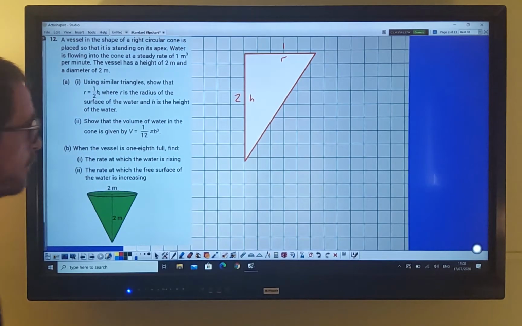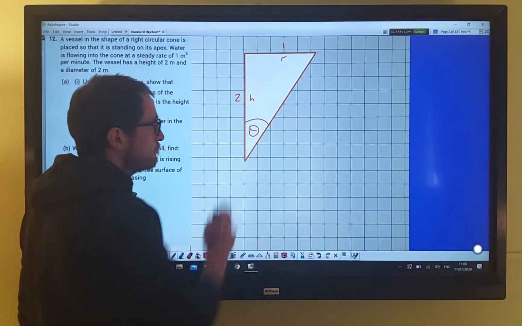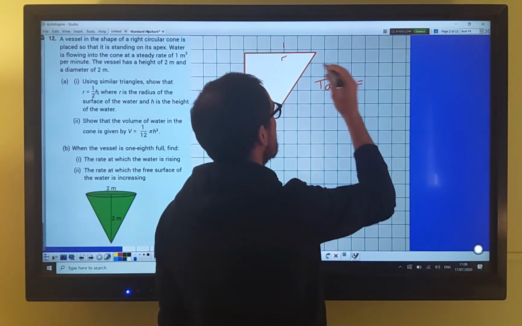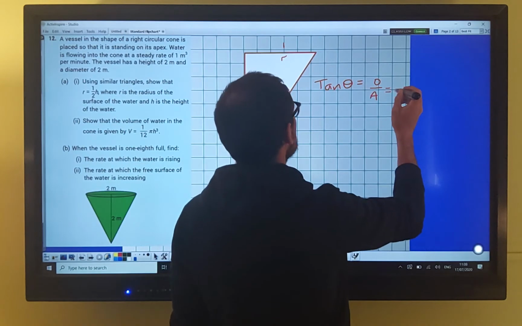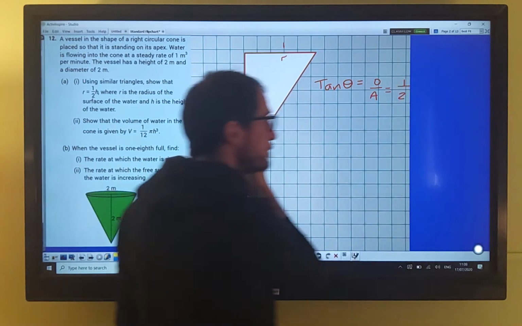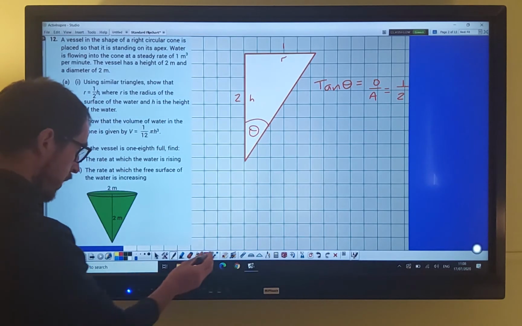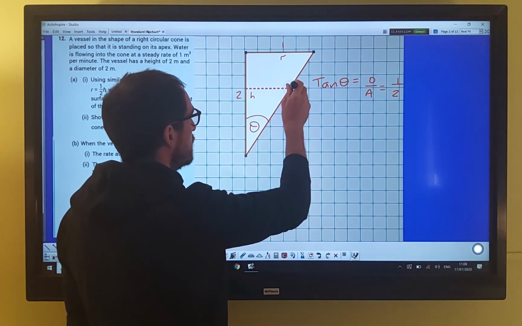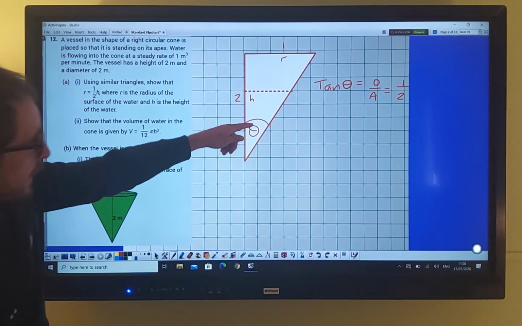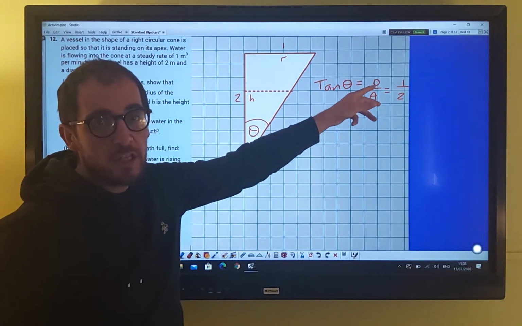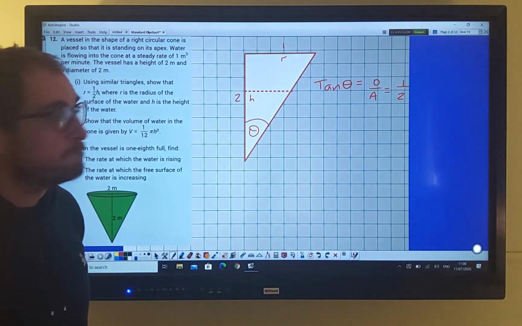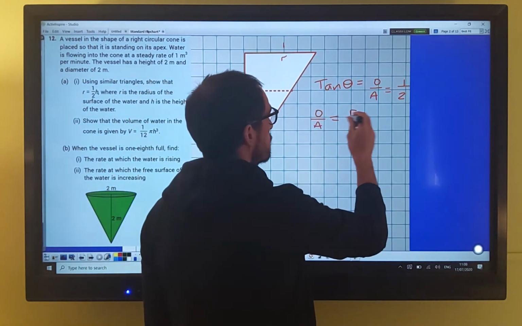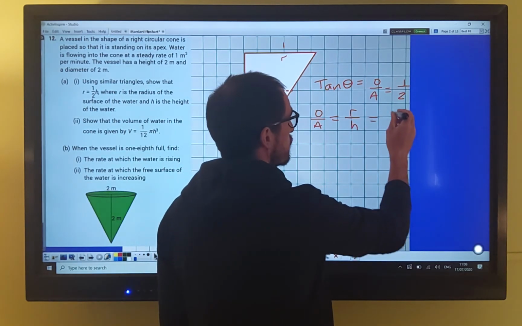Now, what you have to remember is this. If I put an angle in here, I can say that tan theta is equal to opposite over adjacent, which is equal to 1 over 2. Now, if I was to draw a line across, like that, what you'll notice is this angle doesn't change. So therefore, tan theta, the opposite over adjacent, has to be the same ratio. So the opposite over adjacent is equal to the radius over the height, and that's equal to 1 over 2.